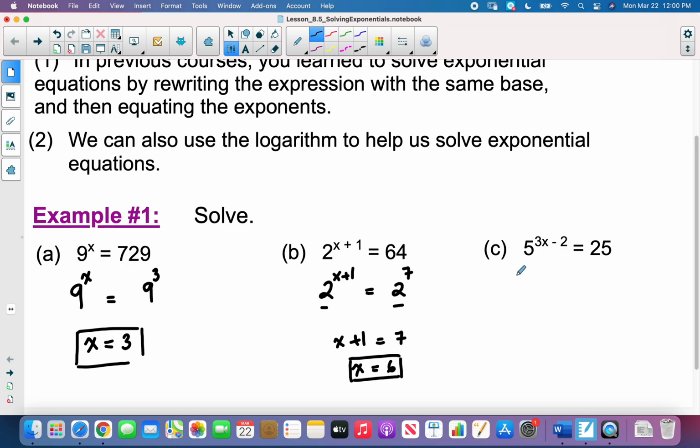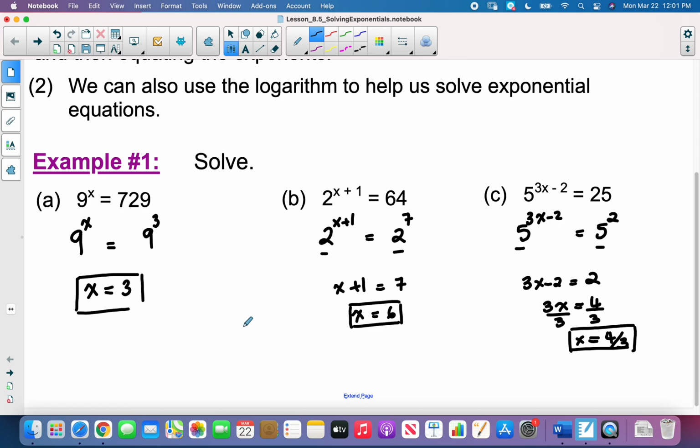Or this one here, 5 to the power of 3x minus 2 equals 25. We're going to write 5 to the exponent 3x minus 2 is equal to 5 squared. Since the bases are the same, we can equate the exponents and say 3x minus 2 equals 2. 3x equals 2 plus 2, which is 4, and x equals 4 over 3. So we've learned this before.